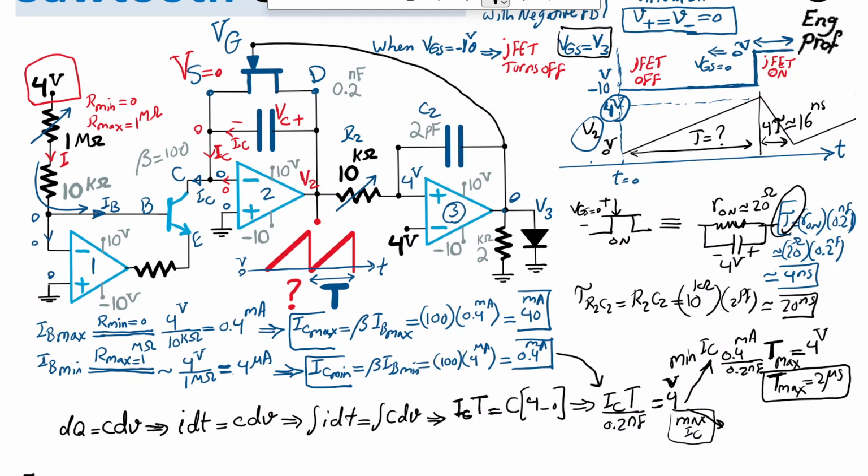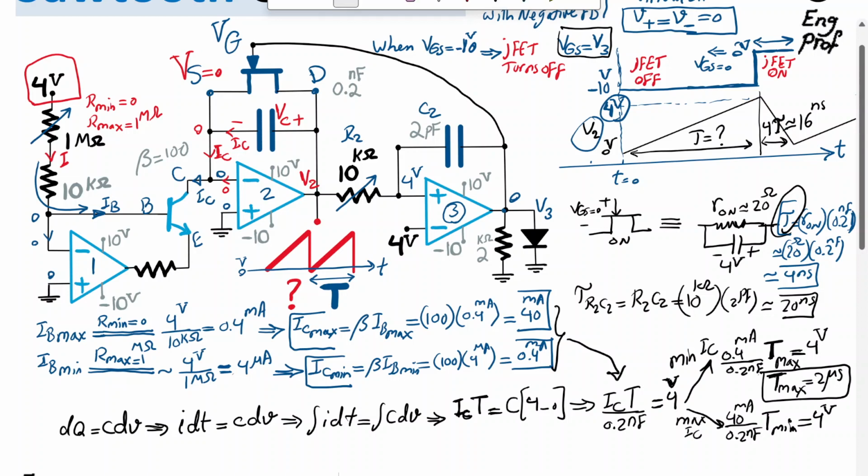If IC is max, which means we are talking about the upper range for IC, now we are talking about 40 milliamp. So obviously we have 40 milliamp divided by 0.2 nanofarad, and then we get T min equal to 4 volt. So this obviously translates to T min equal to 20 nanosecond.